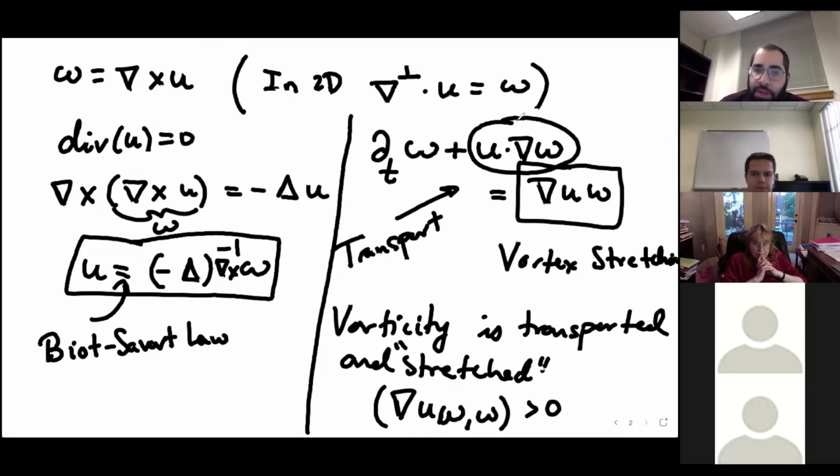At the same time, what this means is that if you have a point where the gradient of u is large, then in the direction of stretching, the particles are also exiting that region quickly. So you have a dual effect because of vortex stretching and because of transport. There's some kind of inherent regularization effect within the equation.